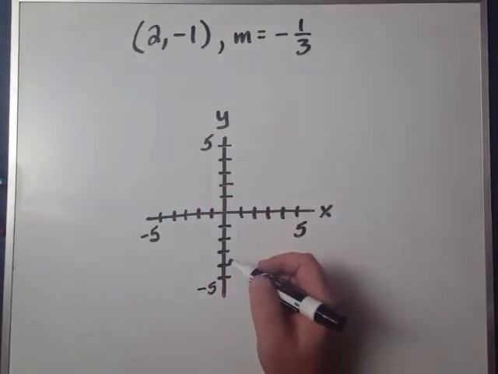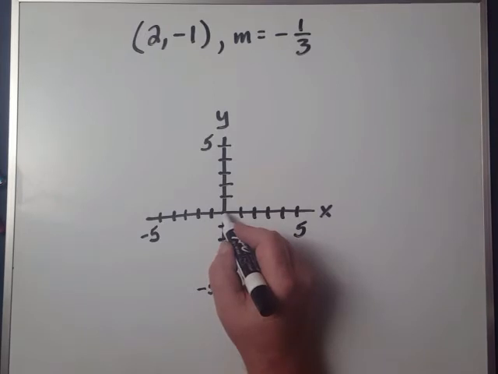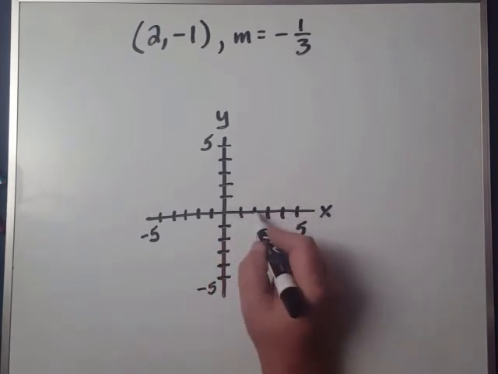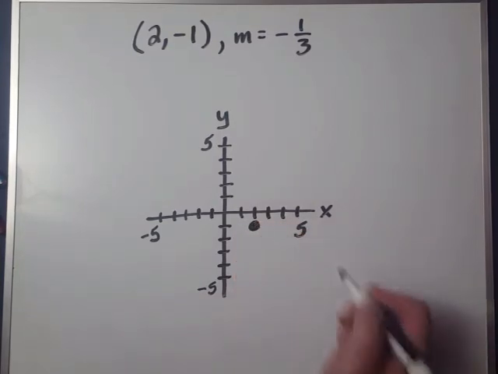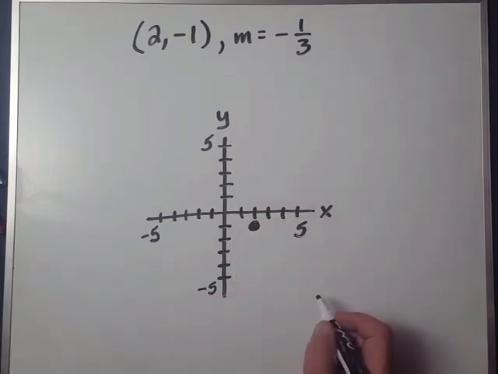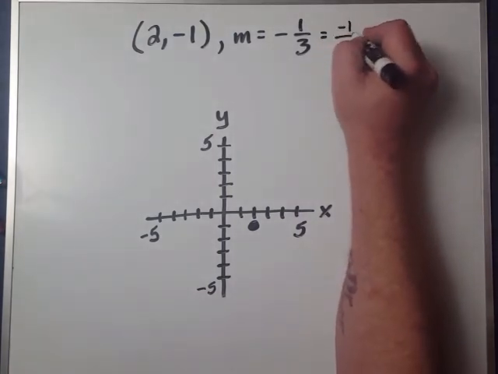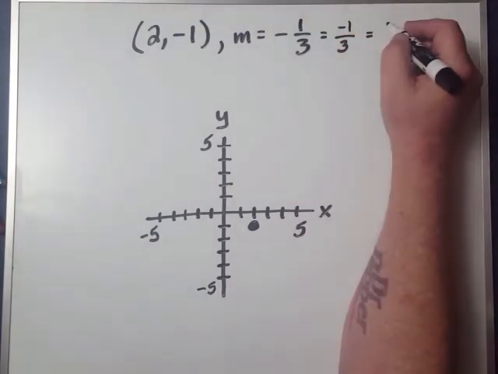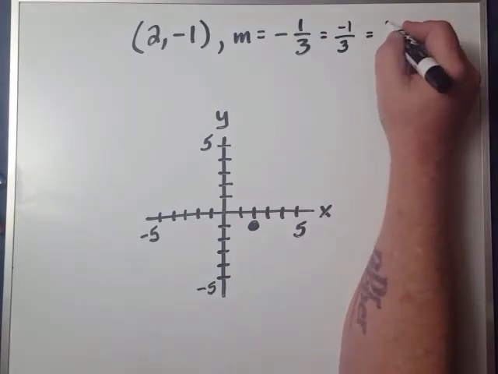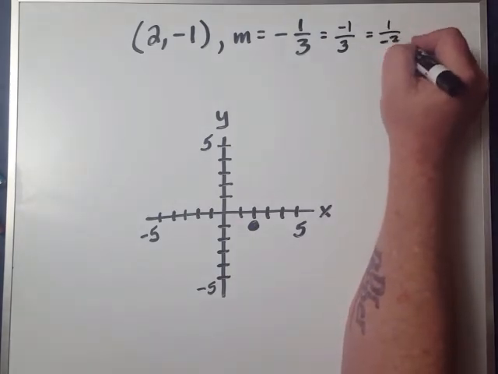Our starting point, our only point that we have right now, is the point 2, -1. That's down here in the 4th quadrant. Over to 2 in the x direction and down 1 in the y direction puts me right there. Now we need to figure out, do we want to call this a -1 over a +3? Or would we rather call this a positive 1 over a negative 3.